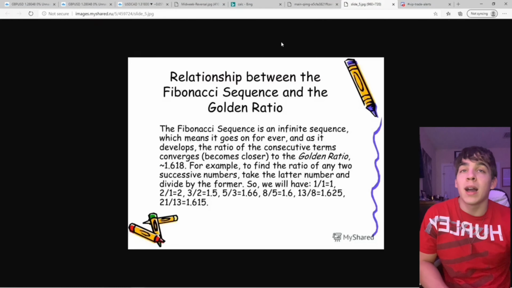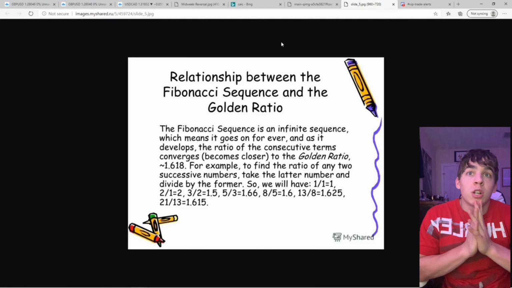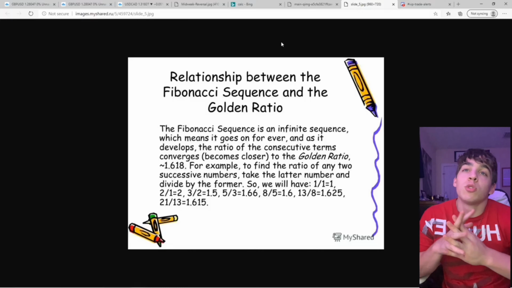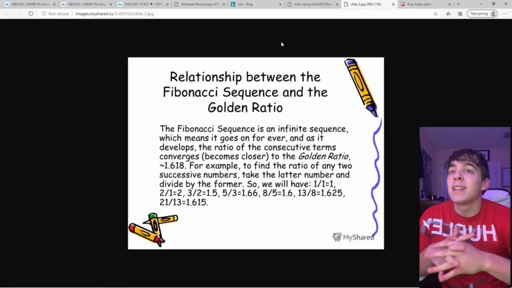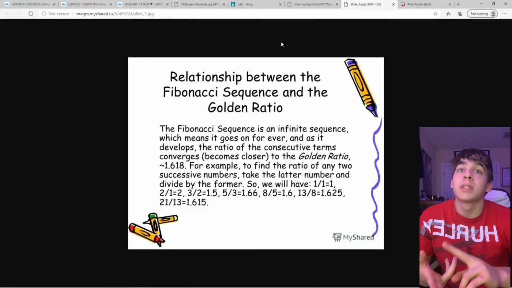And then if you come right here, I got another little thing for y'all. Relationship between the Fibonacci sequence and the golden ratio. Fibonacci sequence is an infinite sequence, which means it goes on forever and ever. As it develops, the consecutive term becomes closer to 1.618. For example, to find it, it's a little formula. We ain't got to get into all that, but that's what I got.